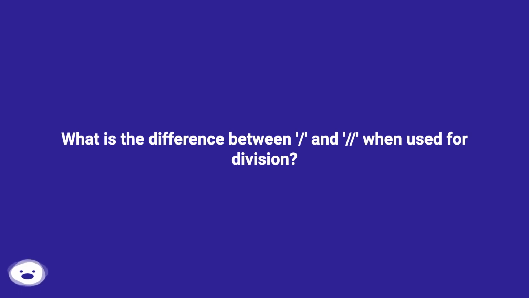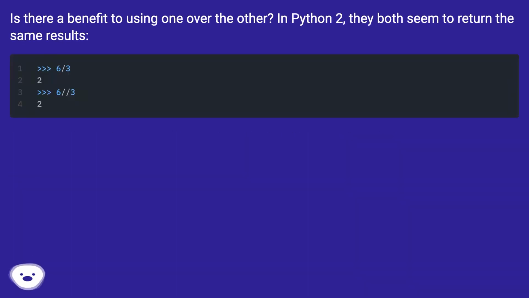What is the difference between / and // when used for division? Is there a benefit to using one over the other? In Python 2, they both seem to return the same results.